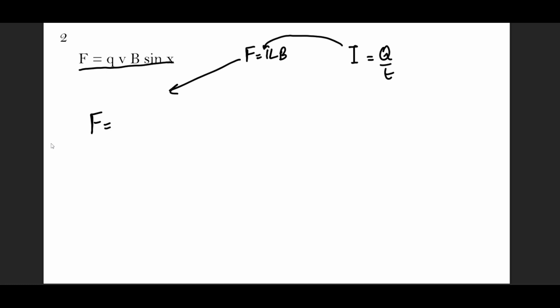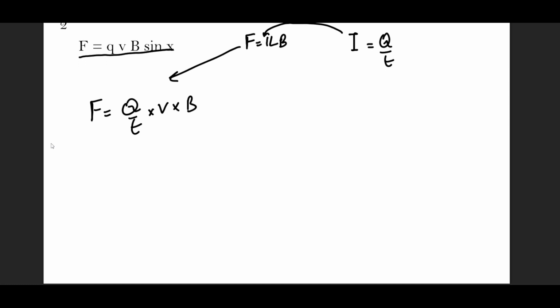So F is equal to charge divided by time, multiplied by length, multiplied by B, ignoring sine theta for now because we're assuming maximum force, which can only occur at a perpendicular angle, which is 90 degrees. So if I isolate this Q multiplied by L divided by T, sorry, not V, it is actually L over here.